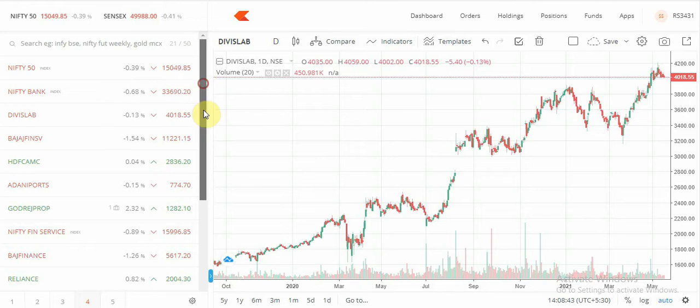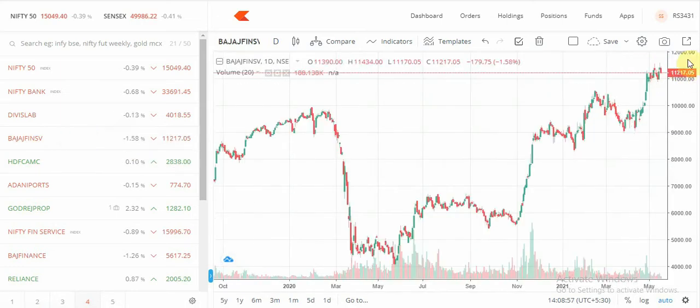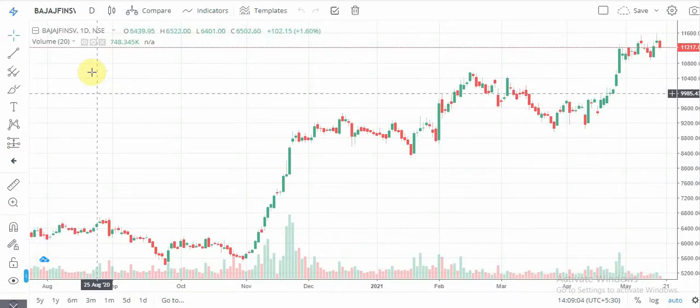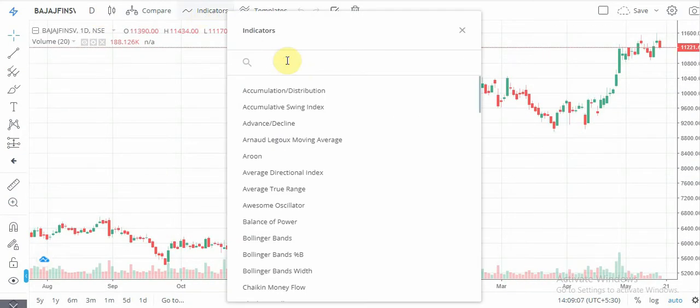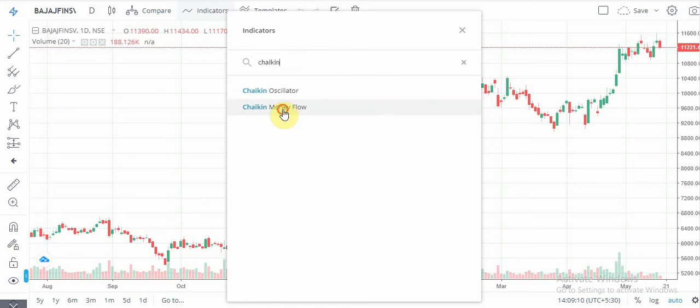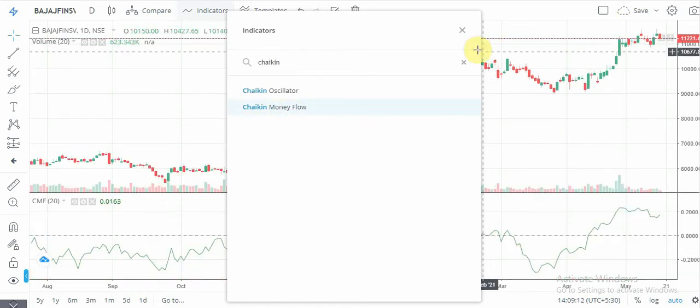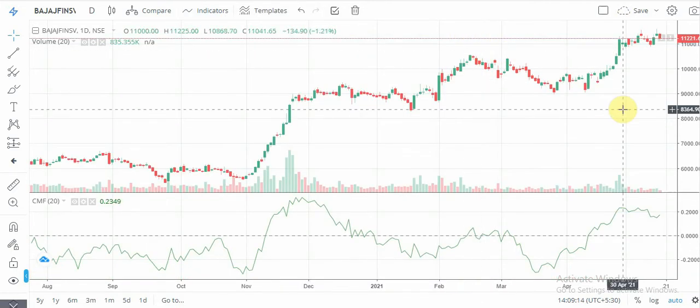So here we have the Zerodha Kite application, and we will pick any one of the stocks, for example, Bajaj Finserv. This is the daily chart. We'll place the indicator, type the Chaikin Money Flow indicator, and I will tell you how to use the indicator to take a buy or sell call.